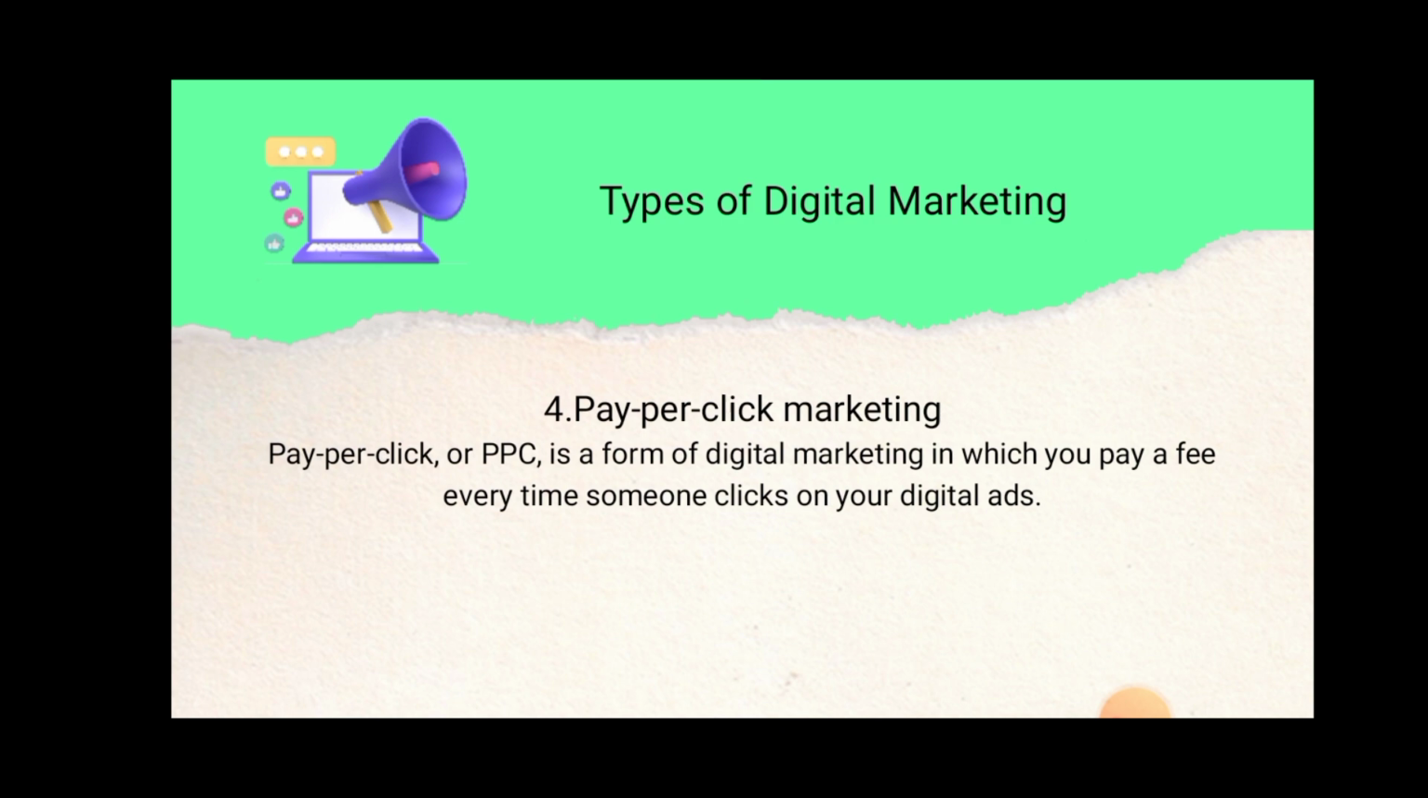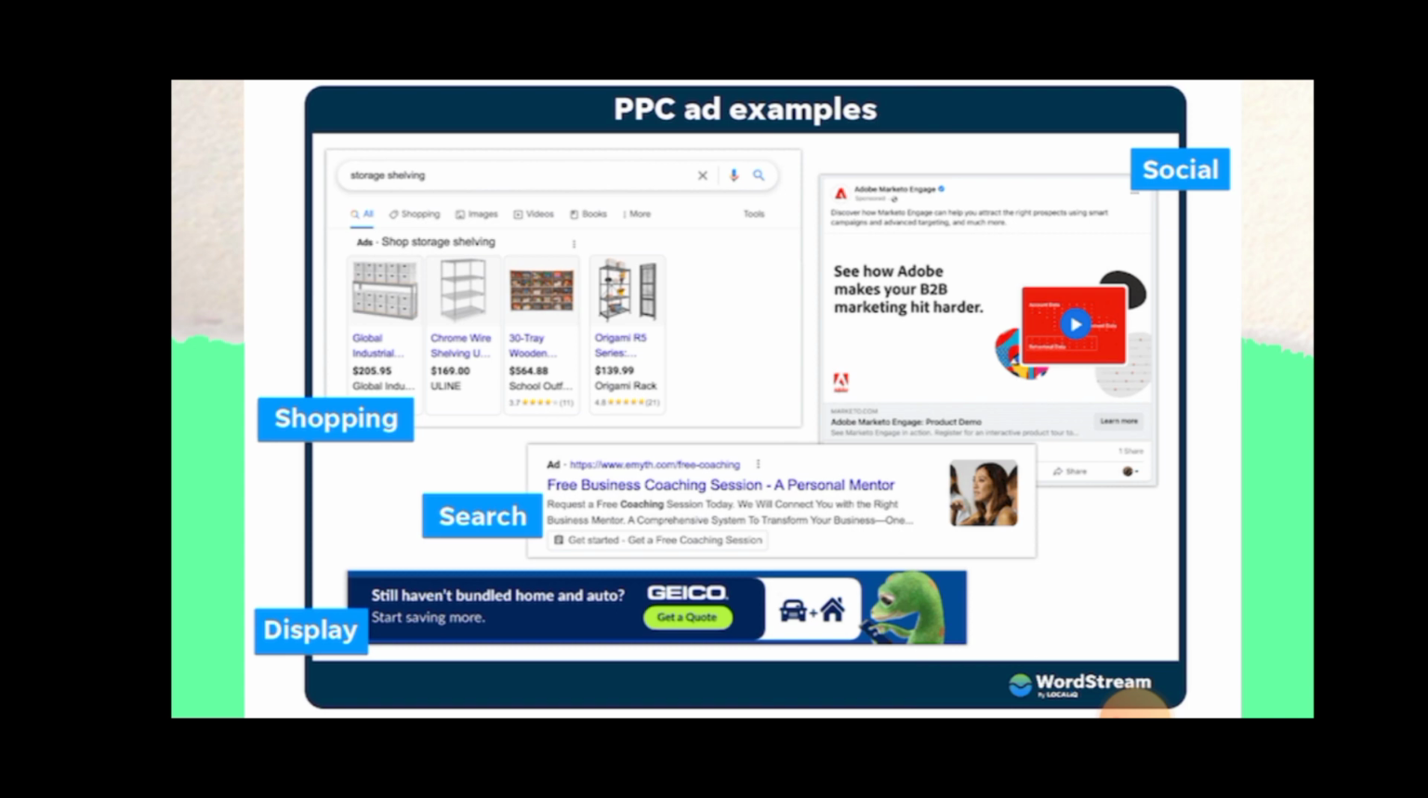Next is number four, pay-per-click marketing. Pay-per-click marketing or PPC is a form of digital marketing in which you pay a fee every time someone clicks on your digital ads. So as you can see, this is a very good example of PPC, right?